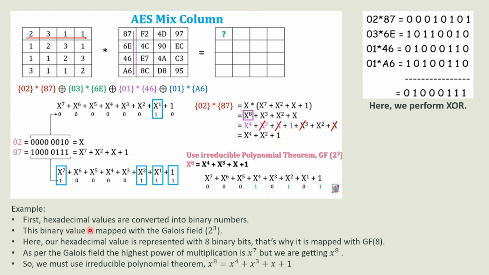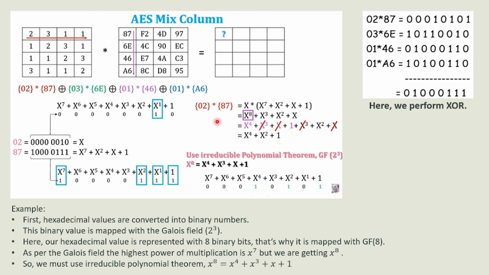First, hexadecimal values are converted into binary numbers. You can see that 02 and 87 we have to convert into binary numbers. Now this binary value is mapped with the Galois field 8. You can see that we have mapped this value with the Galois field 8. After mapping, if we map the 87 with the Galois field 8, it will generate the x7 plus x2 plus x plus 1 value.